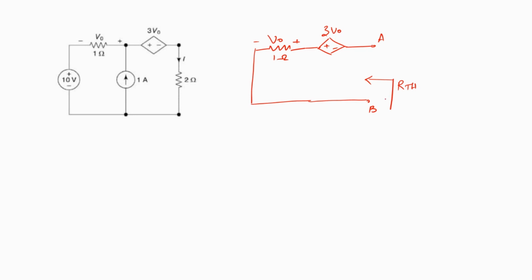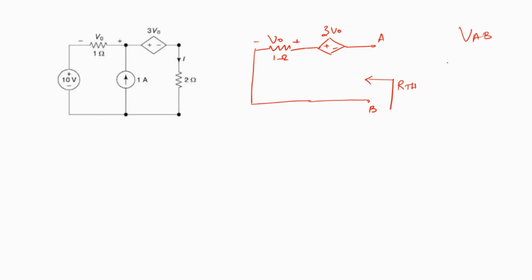Now, how do we compute RTH? If we are able to find out the voltage across AB terminal, say VAB, in this scenario, which is not the same as VTH, because here we do not have the 10 volts and the 1 amp available, right?